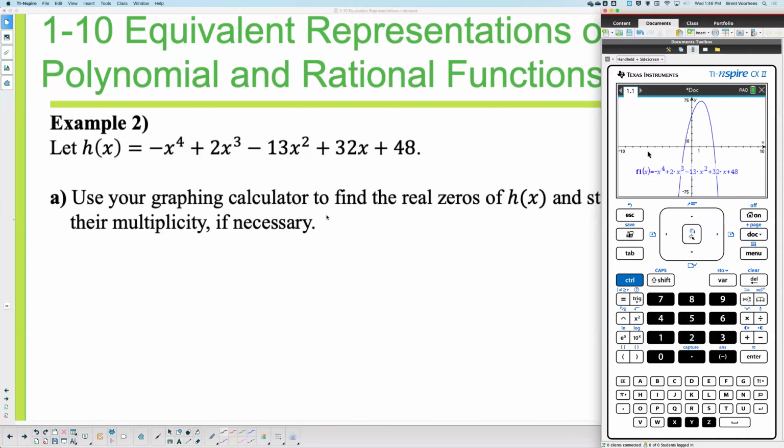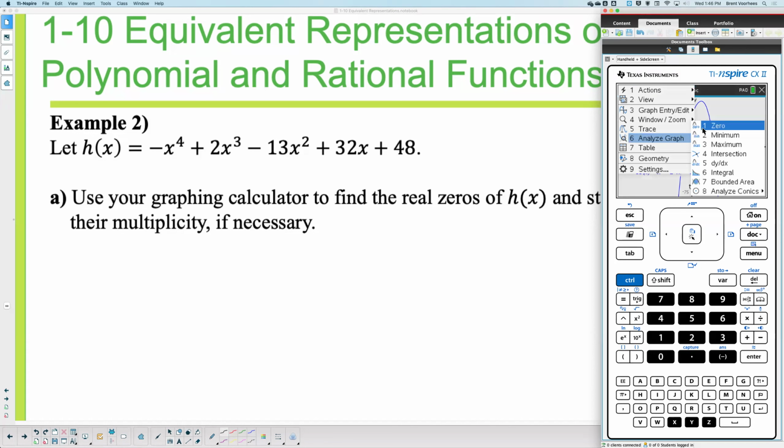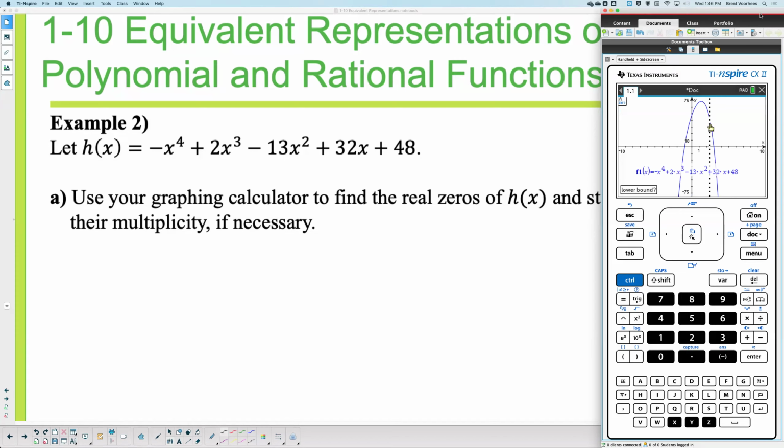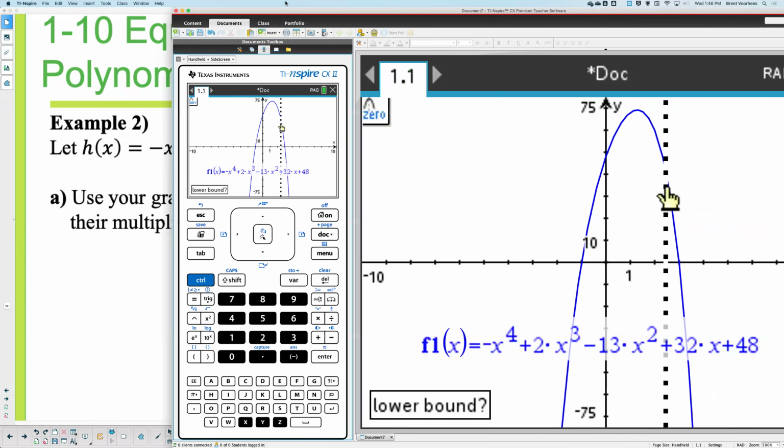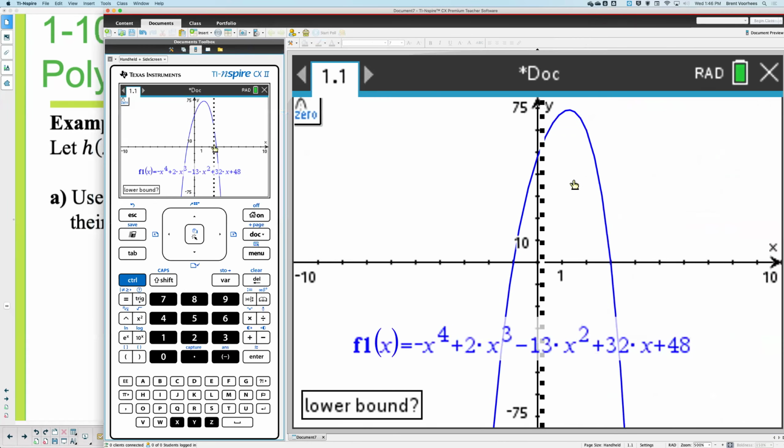Problem says, use your graphing calculator to find the real zeros. Okay, let's find the zeros. I want to make sure everyone remembers how to use the calculator. Press the menu button. Choose Analyze Graph. And then choose 0. When you do Analyze Graph and choose 0, a dashed line should appear that you can move around. It says lower bound. What does lower bound mean?